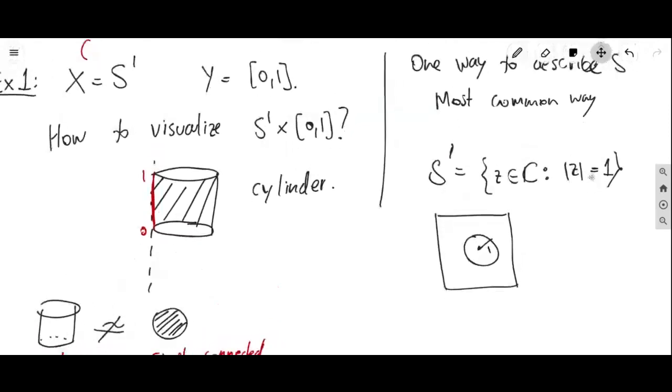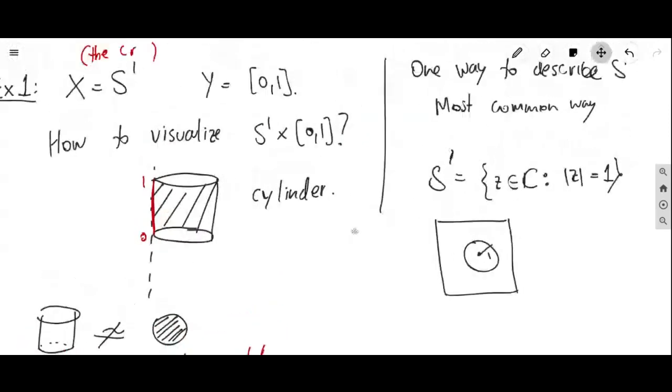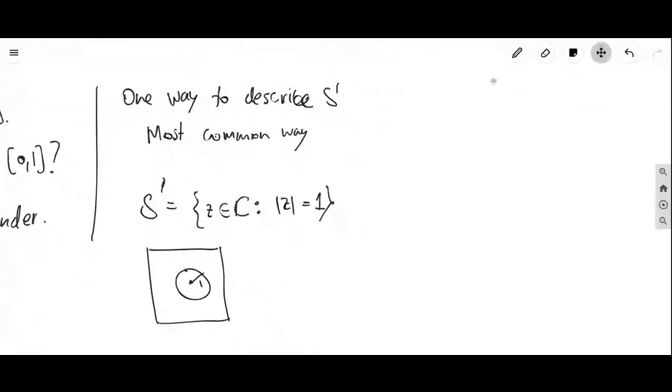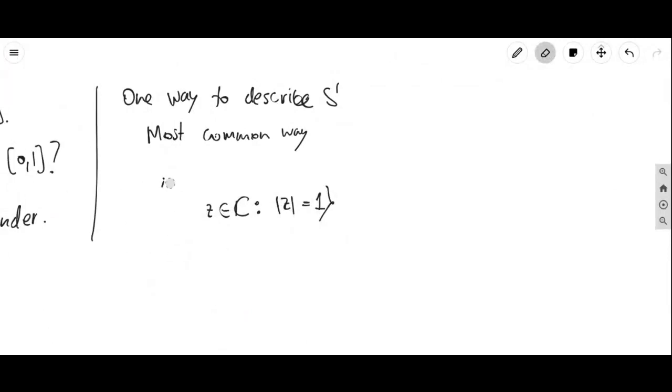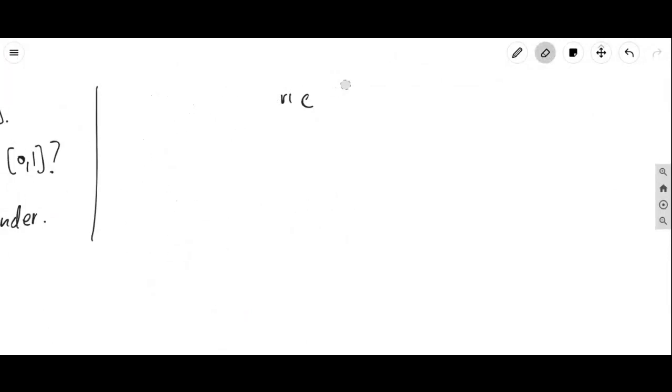So now let's do another example. Now this one's probably the most interesting one. This is example 3. That was example 2, but I labeled it as example 1 by mistake. So this is going to be example 3, the most interesting example. What if we do S1 times S1? Topologically, what do we get?